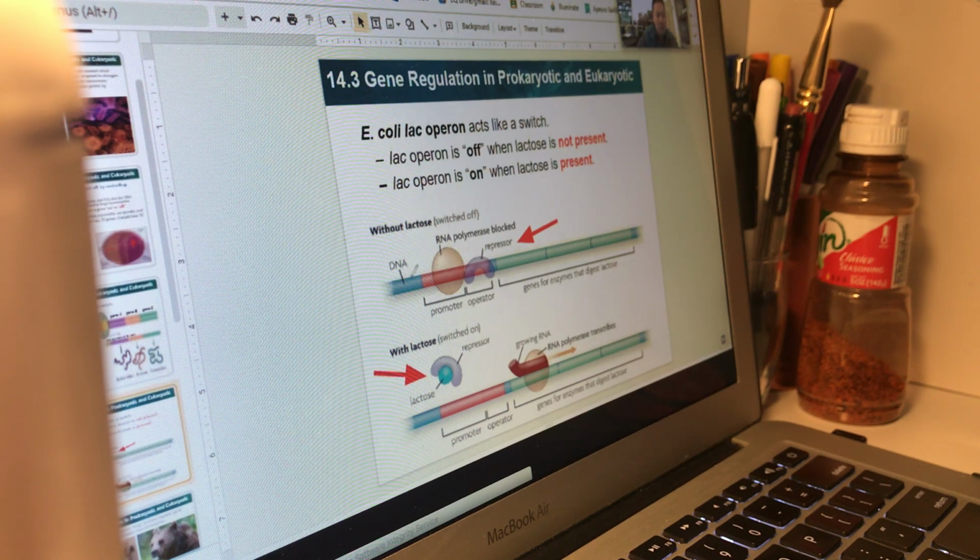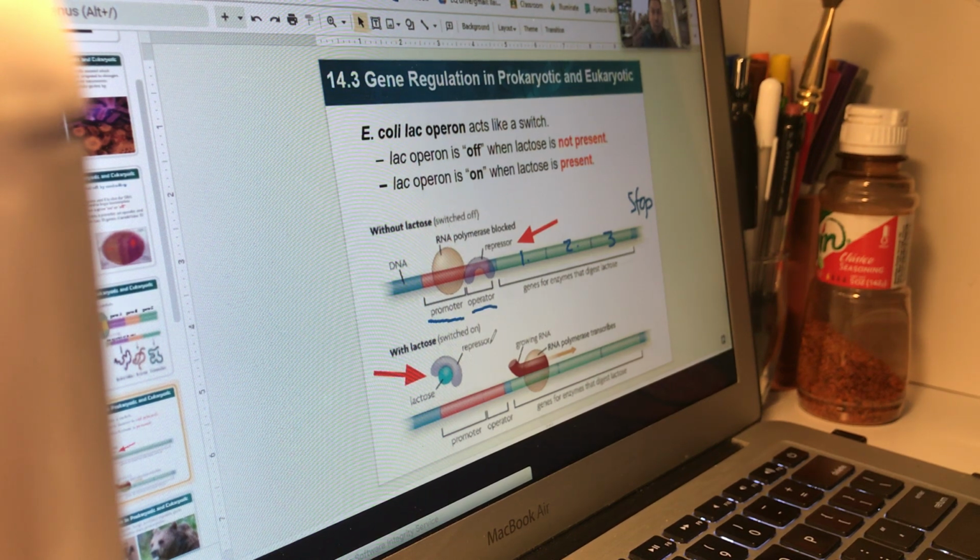Okay, so here is your DNA, right? This is gene number 1, gene number 2, gene number 3, and then right here is your stop codon, remember that. Now, in front of the genes, there's an operator. In front of the operator, there's a promoter.